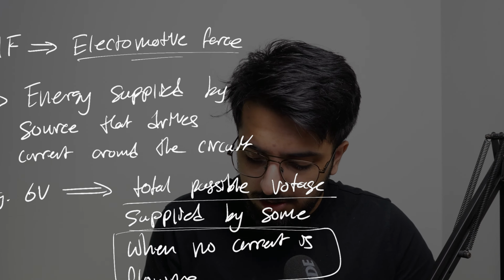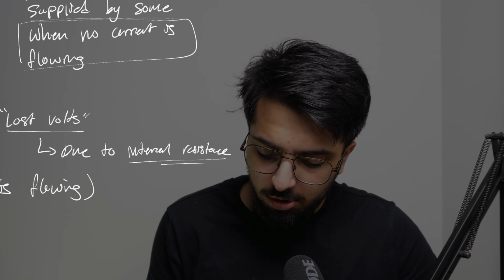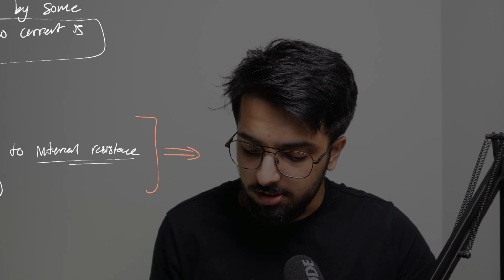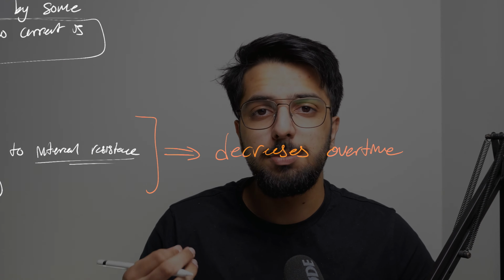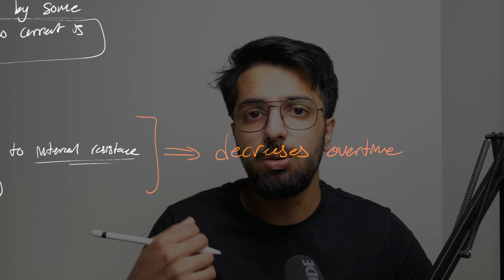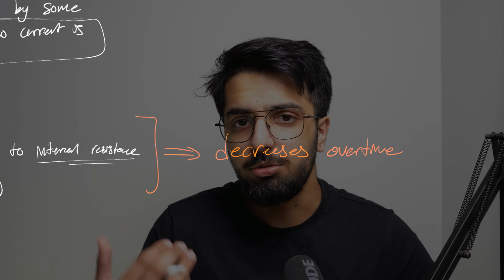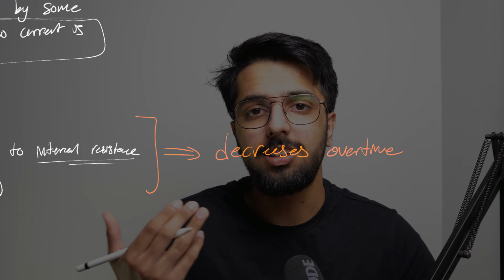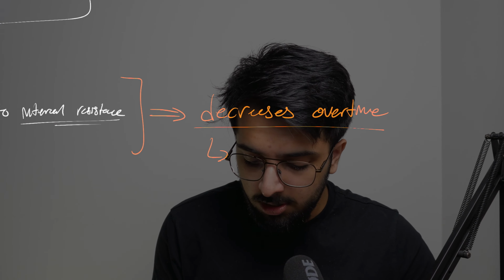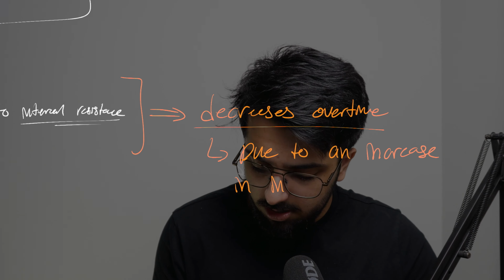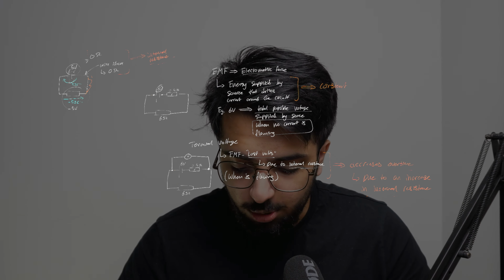Now, one thing to note about EMF is that EMF is constant. However, our terminal voltage is not constant. Our terminal voltage actually decreases over time. And the reason for this is because our power supply gains internal resistance over time. As you use the battery over and over again, it will degrade further and further, and therefore gain more internal resistance over time. And so our terminal voltage decreases over time due to an increase in internal resistance. Okay, all right, and so that's our intro to internal resistance.